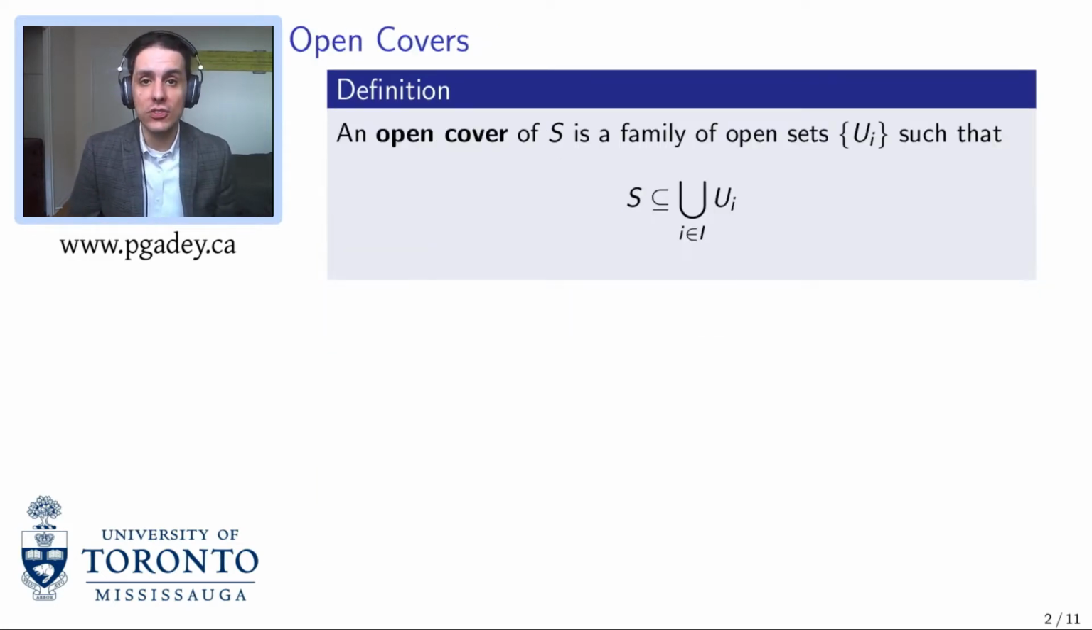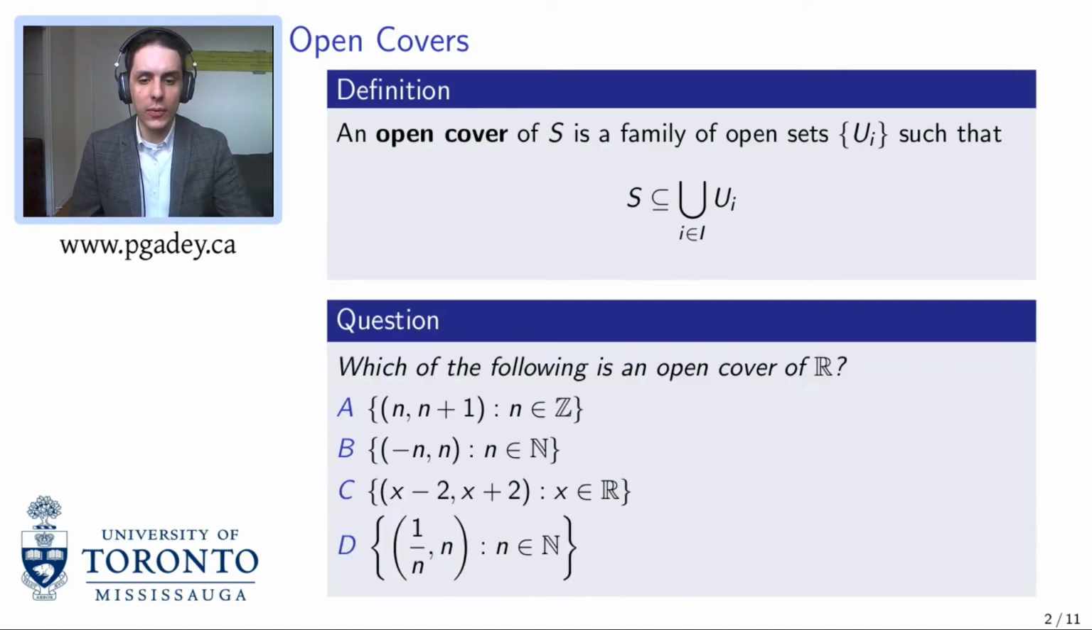So first we need to introduce the notion of an open cover. An open cover of S is a family of open sets ui such that S is contained in the union of those open sets. So let's have a look at one. Which of the following is an open cover of the real numbers? Take a moment, look at each of these options and see if you can figure out which ones cover all of the real numbers.